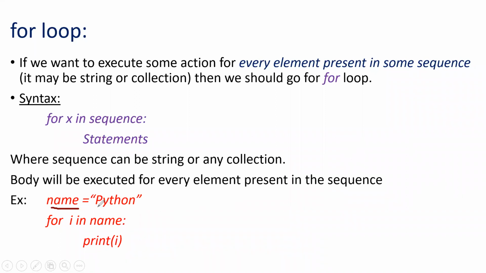Name equal to Python. For I in name, print I. So what happens here? What is the name here? Simply Python. Until it finishes, the loop will run. When will it finish? After completing the last value, n. So first, I equal to P. What am I going to print? I only. So the first I value is P, and you'll get P.